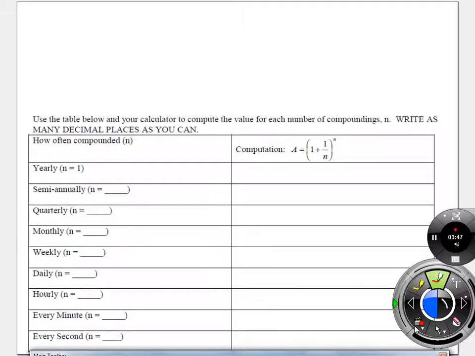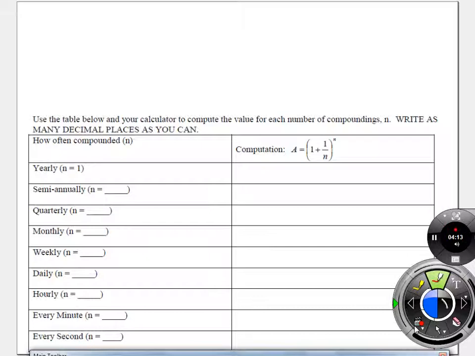So basically we have here how many times we're compounding. We're going to look at all these different situations. You're going to take that simpler version of the formula where we made P, R, and T all equal to 1, and plug in the value of n and see what you get. You're going to write this number out to as many decimal places as you can, as many as your calculator will give you or as many as you can fit in the spot. Does that make sense? Okay.